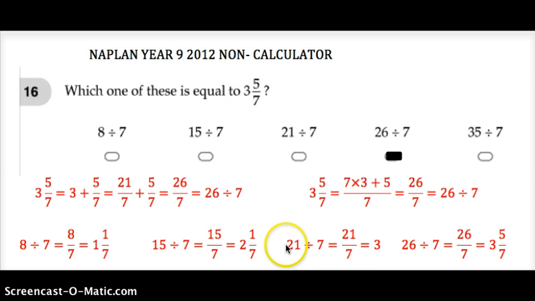Then we can look at the third one. 21 divided by 7, well, we know that's just 3. We can write it as 21 over 7, which is 3. We know that's not the answer, because 3 doesn't equal 3 and 5/7. We can try this one over here. 26 divided by 7 is 26 over 7. 7 goes into 26 3 times. 7 times 3 is 21, so we've got remainder 5 over 7, and we can see that that's the answer. So if you can't do the first method, either of those two, you could try this method down the bottom, but it will take longer, because sometimes it might be the very last one that will work for you.